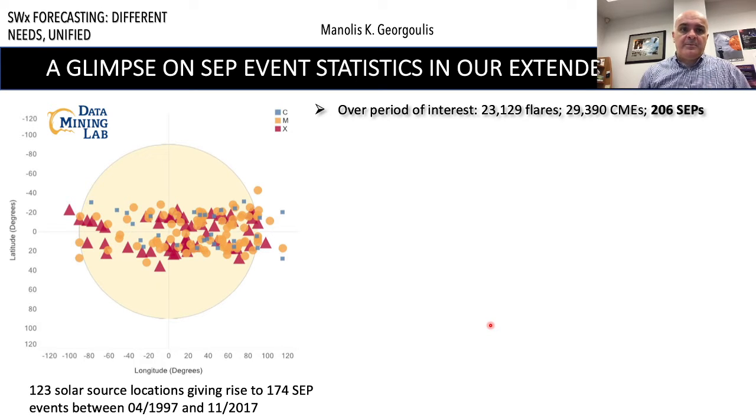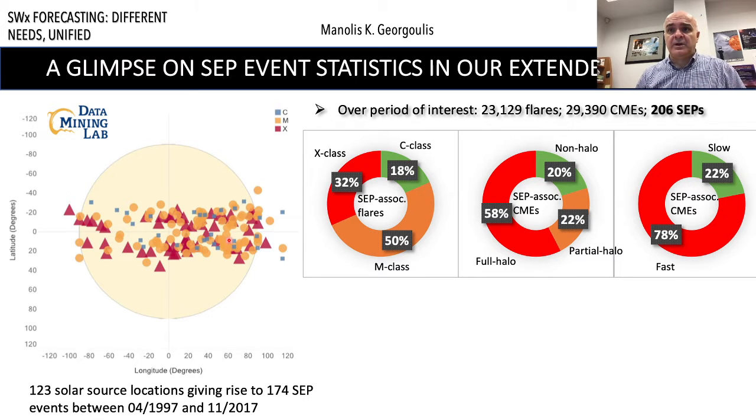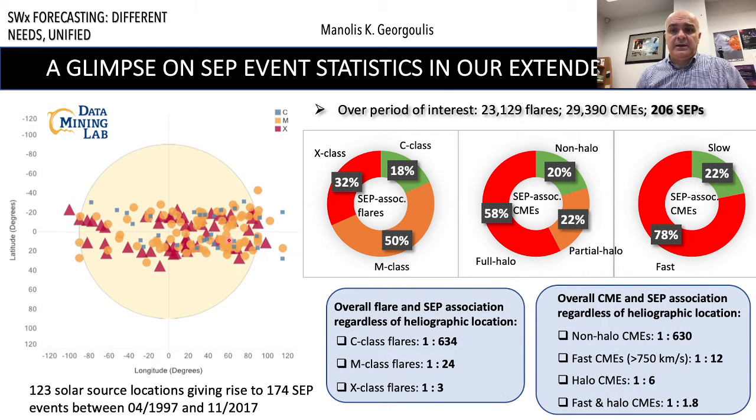Then our SEP sample goes back 20 years in time, about 206 SEP events. We have 123 events that have a solar source association, and you can see how the sources of these SEP events are distributed over the solar cycle. Here we have some statistics that investigate different class imbalance aspects of the problem, and here we have some numbers regarding how SEP events relate to flares and CMEs.